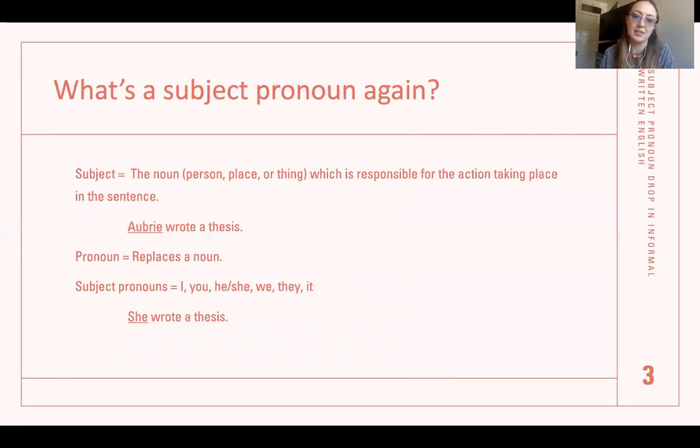So a subject is a person, place, or thing, a noun, which is kind of responsible for the action that the verb is describing. So we have Aubrie as the main subject here. And when we want to replace that main subject with something faster to say, more efficient, we use a pronoun. So once someone has already established that Aubrie is the main subject here, we can go ahead and use she, because that's the pronoun that is correct for me.